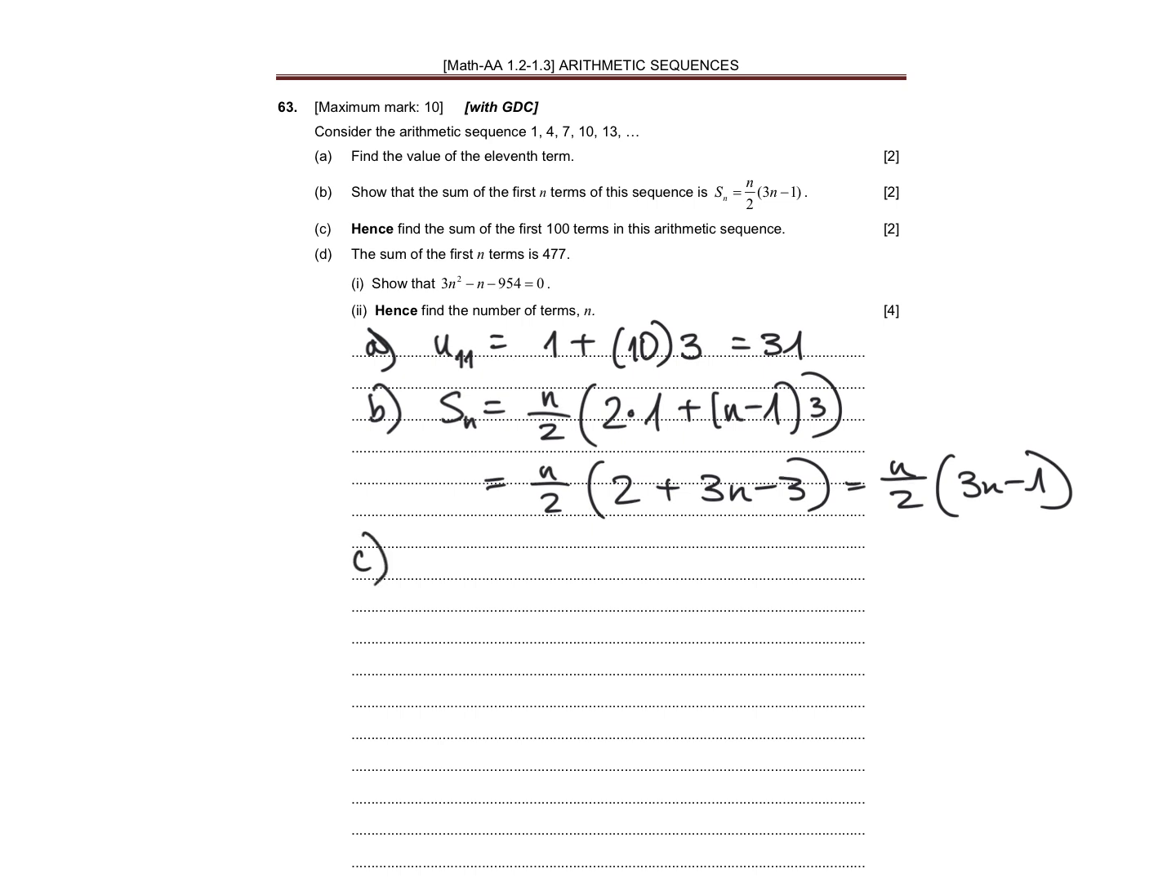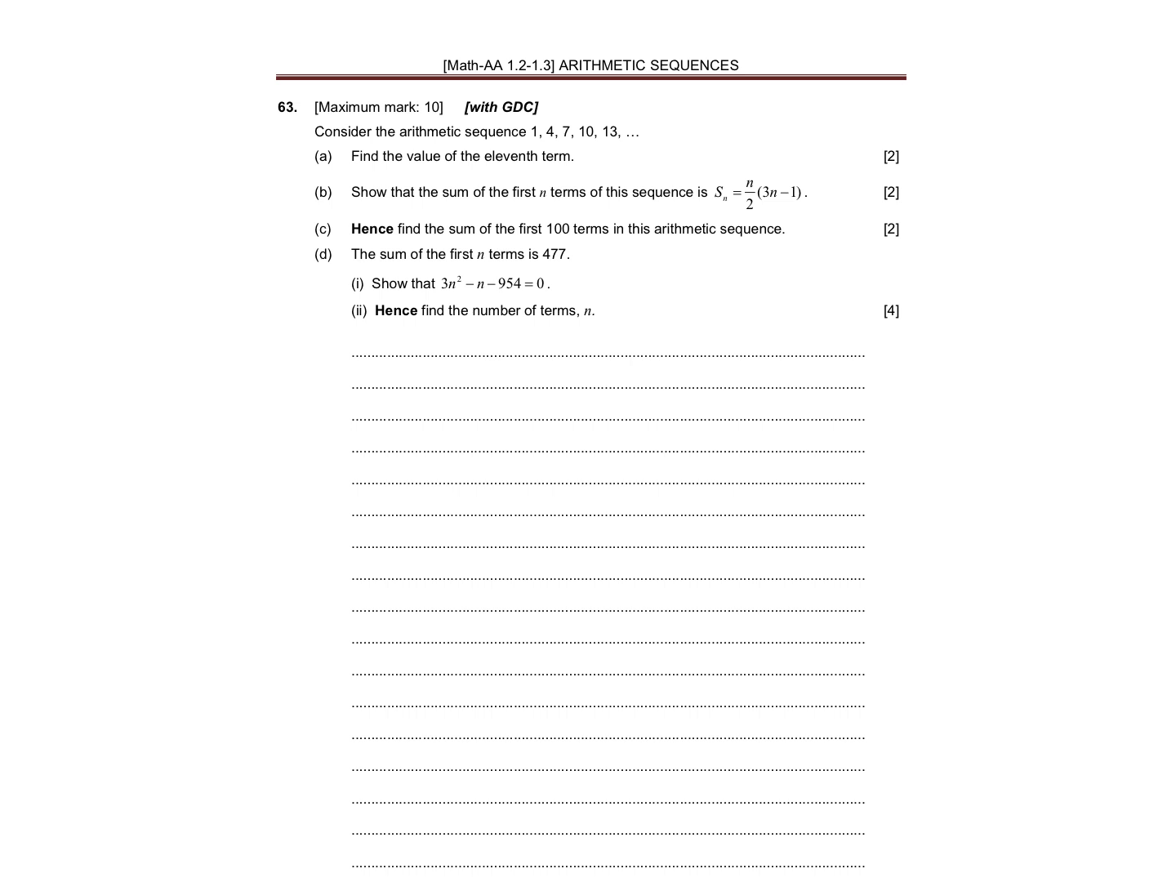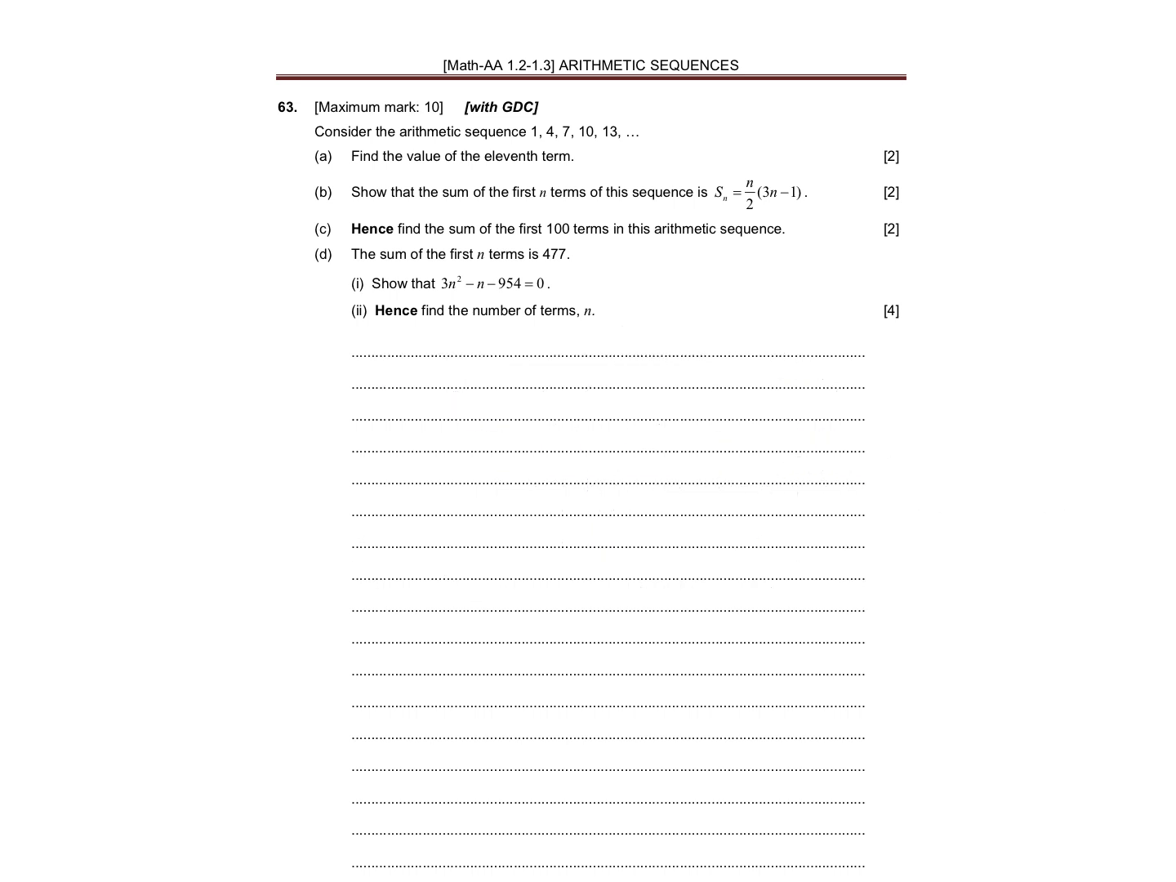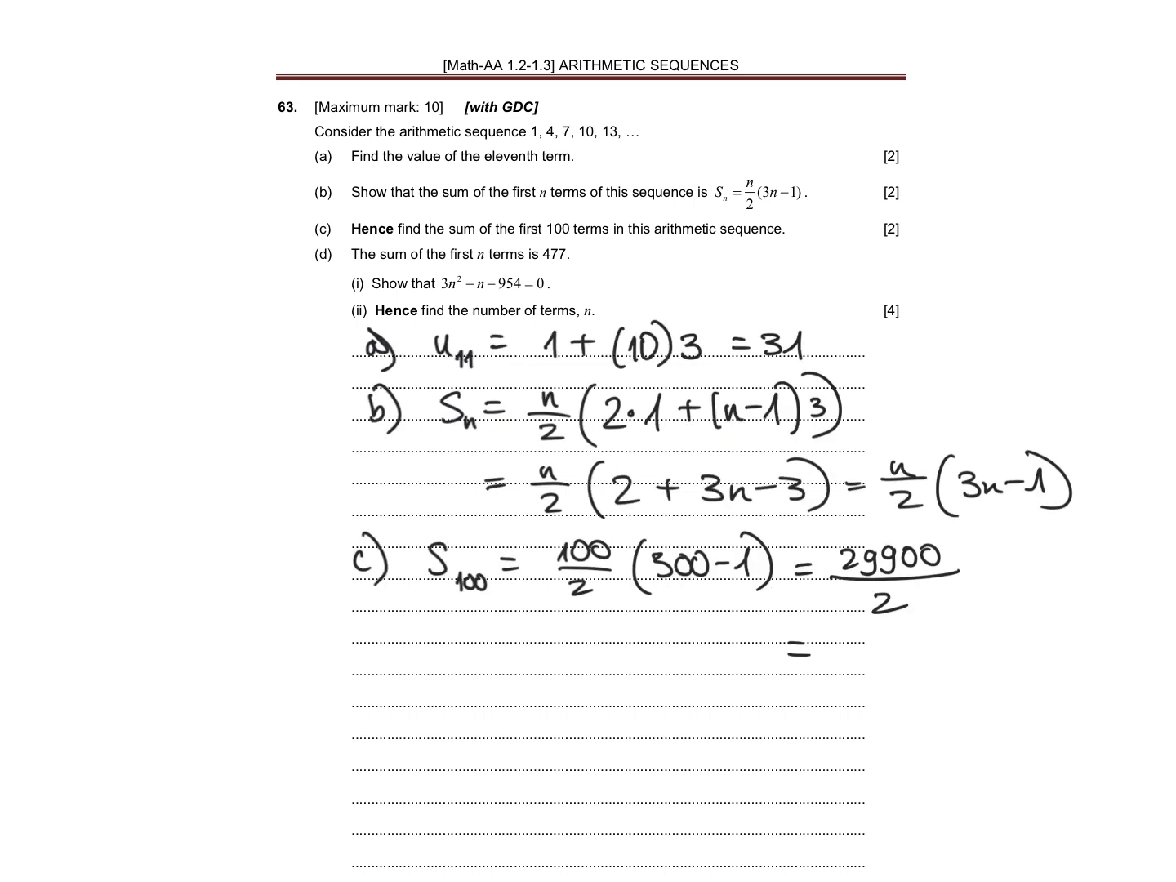Hence, find the sum of the first 100 terms. So we have to use that formula. 100 over 2, 300 minus 1. So we're going to have 299 times 100 over 2. So that's 14950.